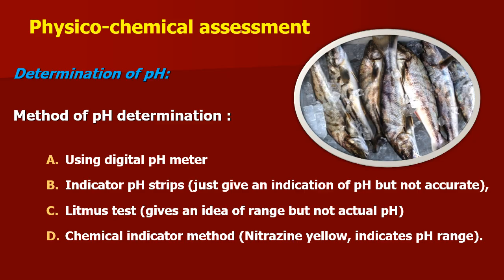Then there are easy, simple indicators like pH strips, which give a rough idea about the pH. Similarly, there is litmus paper, which also gives a rough idea about whether it is acidic or alkaline. And there are some chemical indicator methods like nitrazine yellow, which indicates the pH range. So the most reliable method is the digital pH meter, which gives an accurate picture of the pH condition in the fish. Most of the time when fish spoils, particularly due to microbial spoilage, the pH will increase and it may go beyond 6.5 or 7.